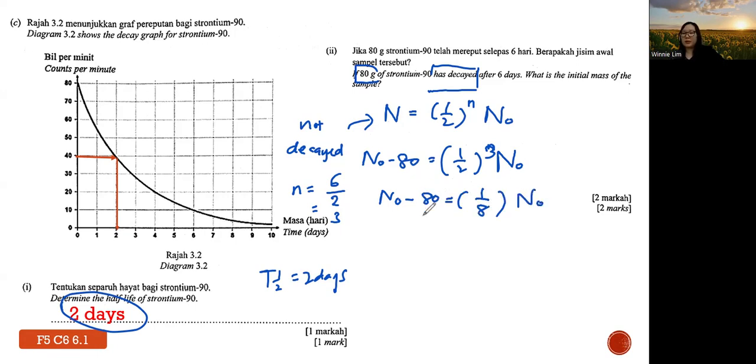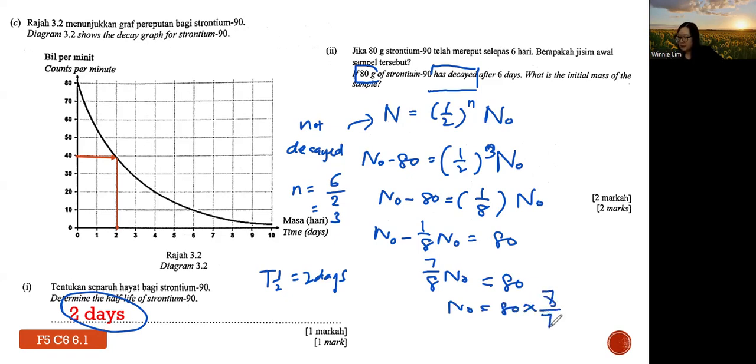Then I just rearrange, making the unknown be on one side. So N naught minus 1/8 N naught equals 80. So I will have 7/8 N naught equals 80, and I want N naught, so 80 times 8/7. Finally, I will get my answer: 91.4286 grams. So this is the answer.